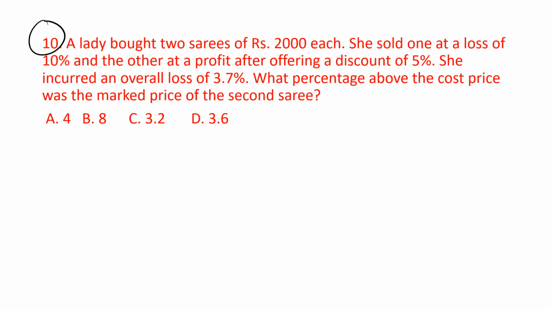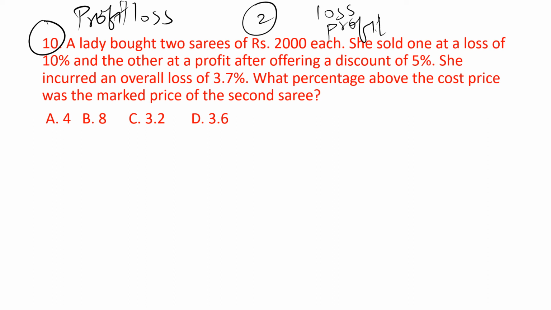And moving on to the next question, guys. This is a question related to profit and loss. So there was a lady. She got two saris. First sari at loss and second sari at profit. On the whole, she got a loss in the entire transaction.